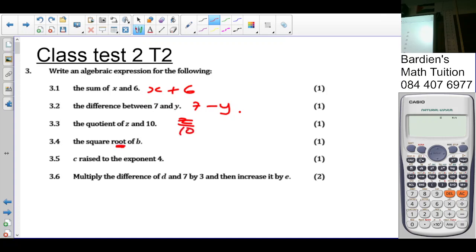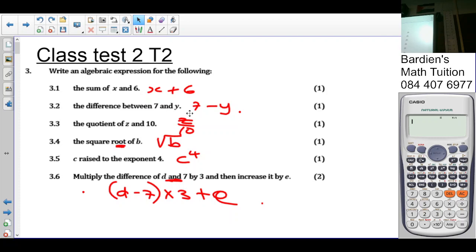The square root of b, not b squared, that is the square root. This is b squared. No? This is the square root. c raised to the power 4, the exponent 4? c to the 4. Multiply the difference of, so you must first take a difference, d and 7. So you multiply by 3, then increase by e. Okay? Any confusion there? I see most of you got this right. Did we do this question before? No? So many of you got that right, surprisingly.